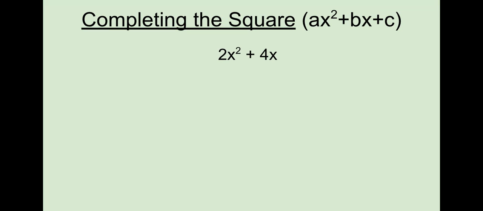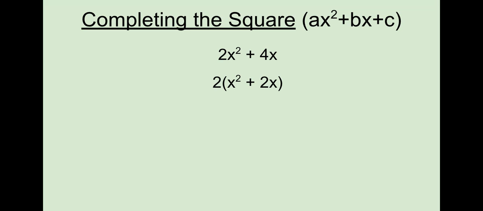So if I have 2x squared plus 4x, notice they both have a common 2. And in fact, it doesn't even matter. What I need is this x squared to have a 1 in front. So I need this 2 to not be here. So whatever this term is, that's what I'm going to factor out. So I'm going to pull out a 2.